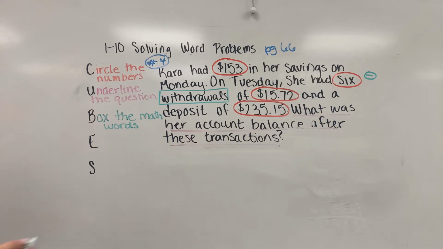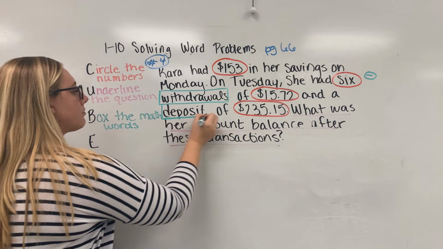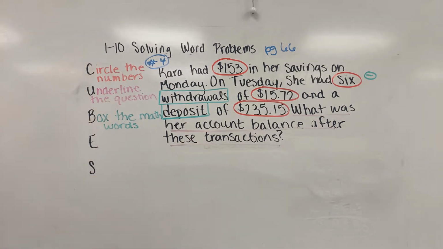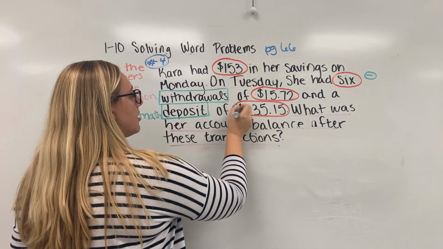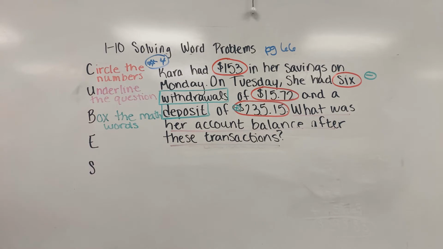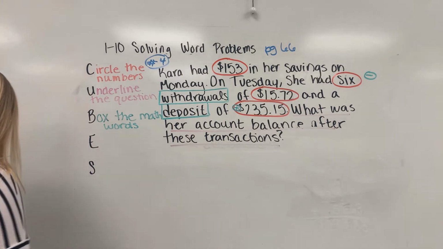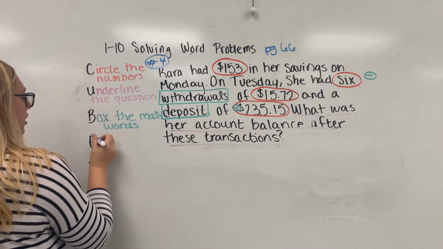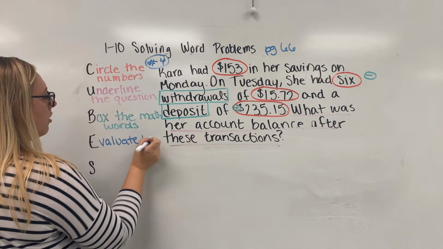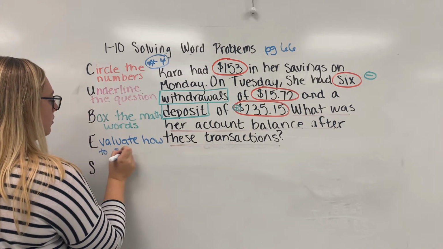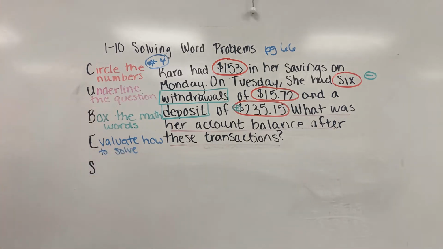Our other math word in this problem is going to be deposit. Because in this case, if I'm depositing money into a bank account, that means I'm putting money in. So that's going to make this $235 a positive number. Okay. Once I have my math words boxed, we're going to move on to E. Our E in this case stands for evaluate how to solve.